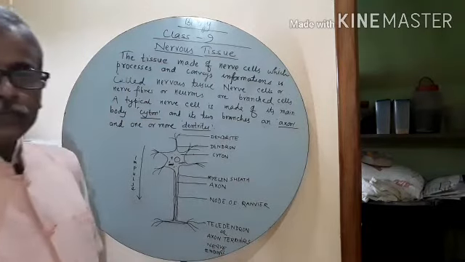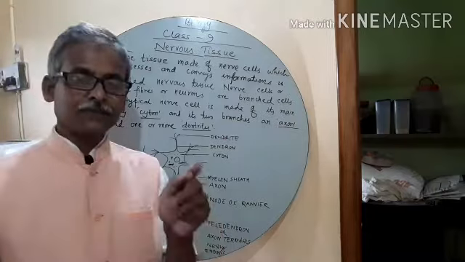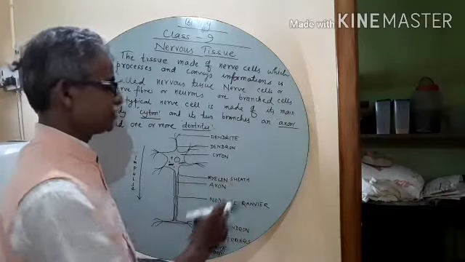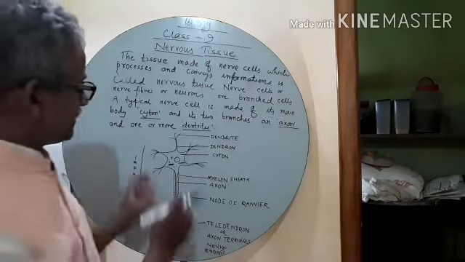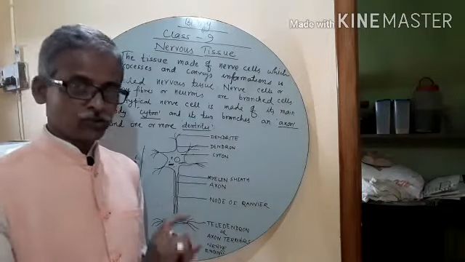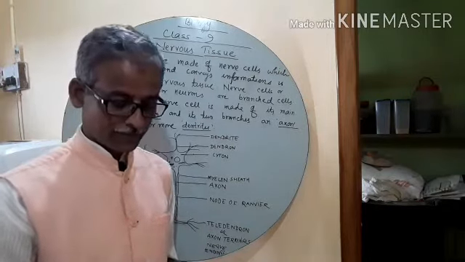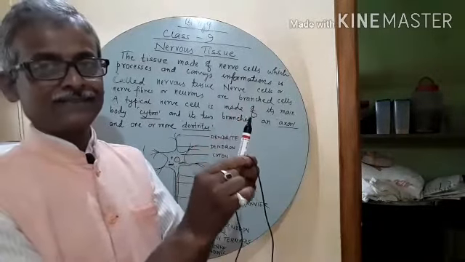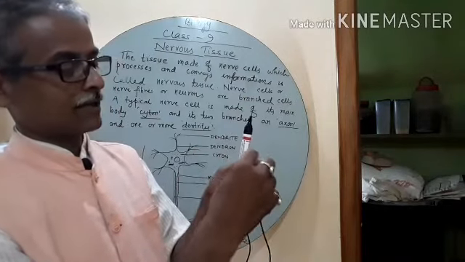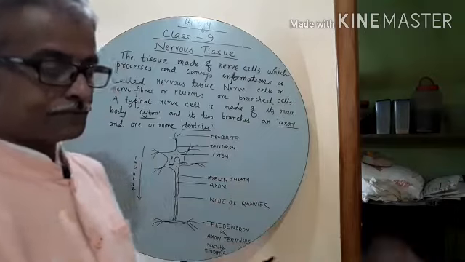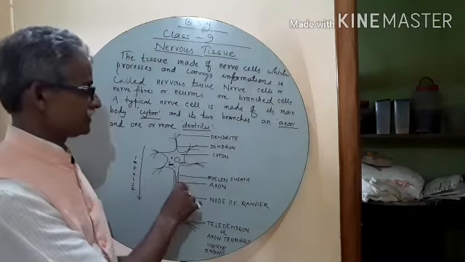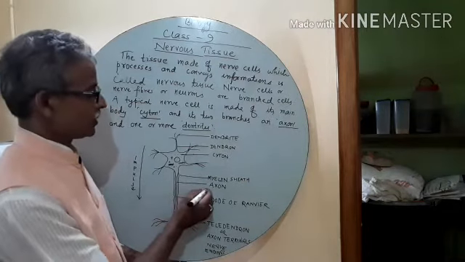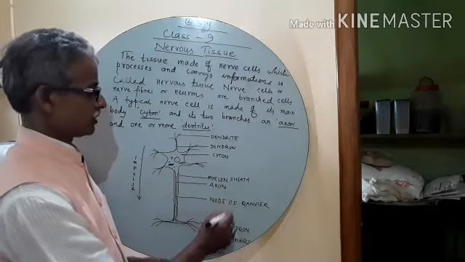This axon is covered with a special type of cells that make the cover called myelin sheath. You may consider it as the insulation of an electric wire. Suppose this is an electric wire and there is a metallic wire inside it, and the outer side is the PVC cover. In the same way, this myelin sheath is just like a cover, but at some places there is no sheath, and that is called the node of Ranvier.